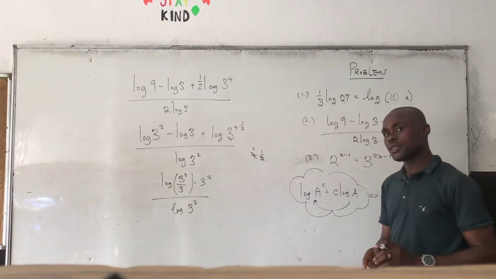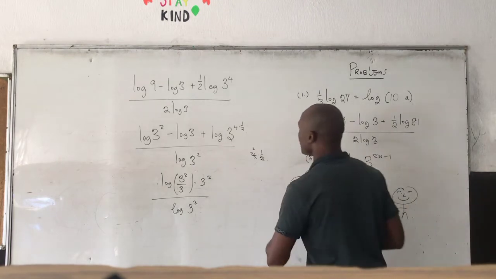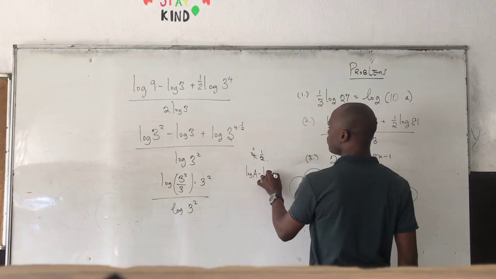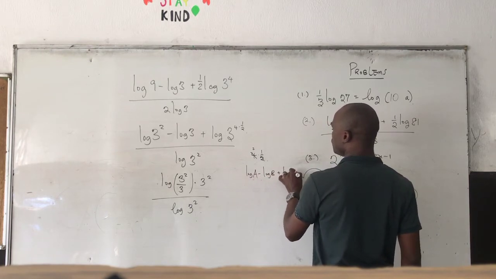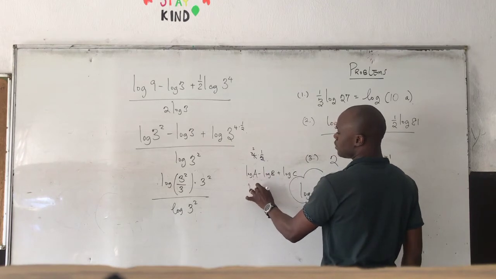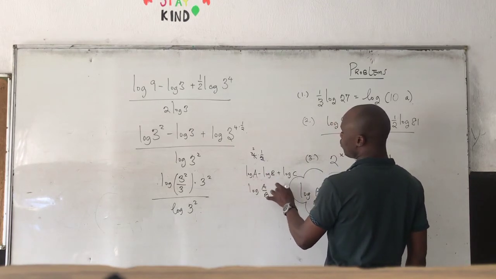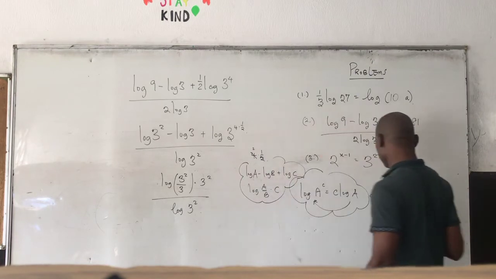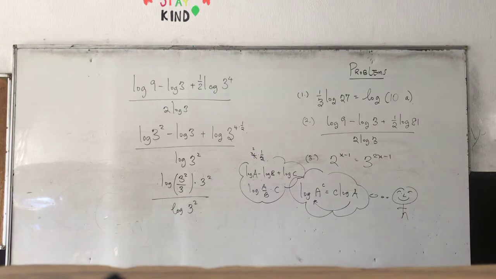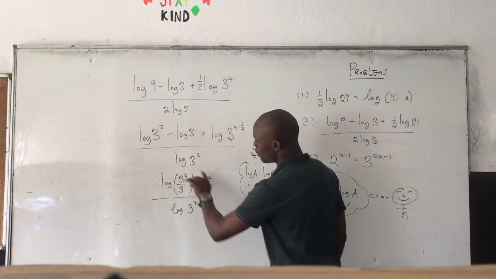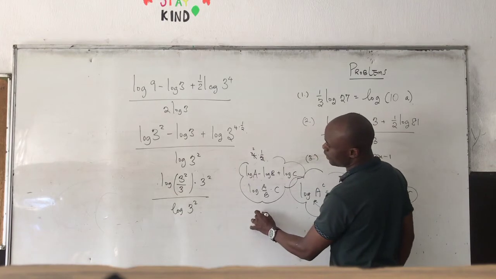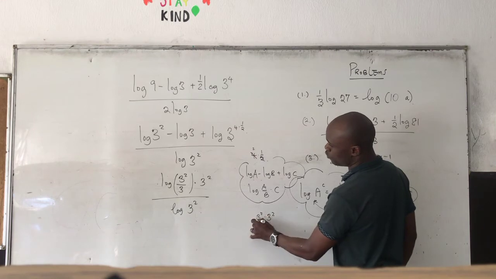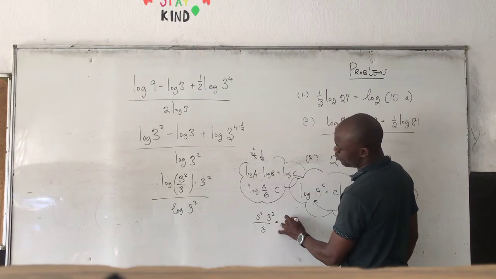So please take note of what I did here. It's like having log A minus log B plus log C. So we are going to divide A over B and we multiply by C. So that is what I have done. Yes, still the same thought to this. So we can apply some indices right here. We have 3 raised to the power of 2 times 3 raised to the power of 2 divided by 3. This is going to give us 3 raised to the power of 4.